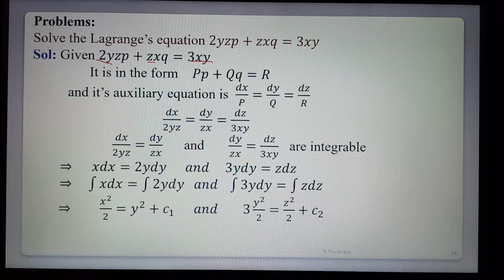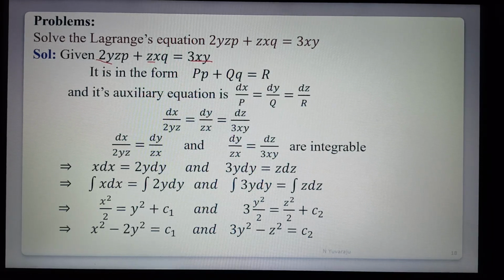So after integration, x square by 2 is equal to y square plus c1, and the second solution, 3y square by 2 is equal to z square plus c2. So that gives x square minus 2y square is equal to c1. Choosing the constant directly as c1, x square minus 2y square is equal to c1, and the second one, 3y square minus z square is equal to c2.